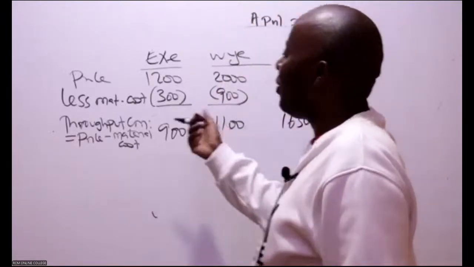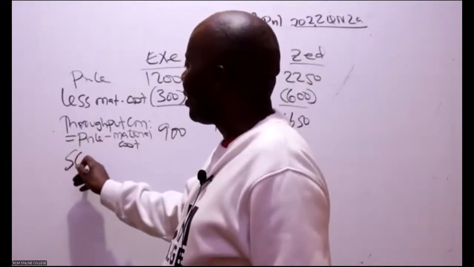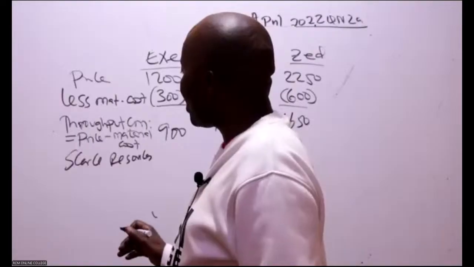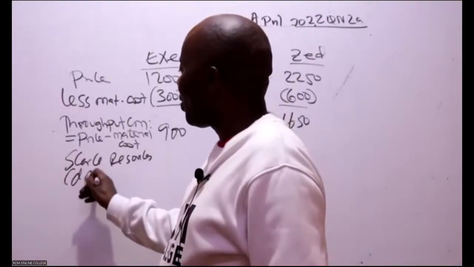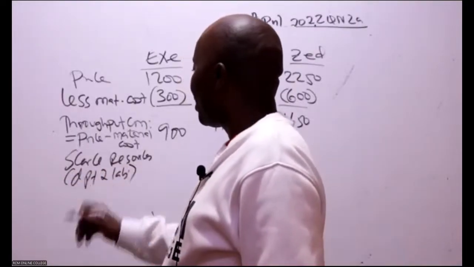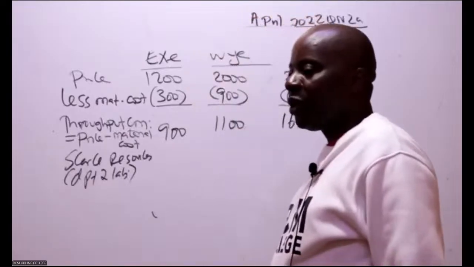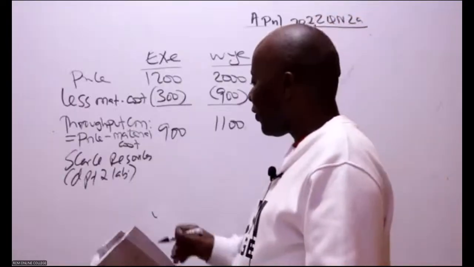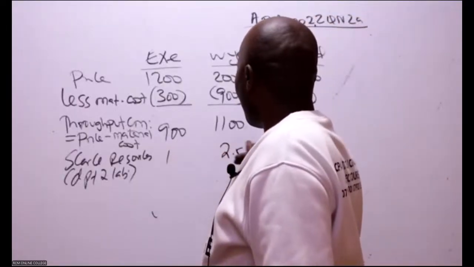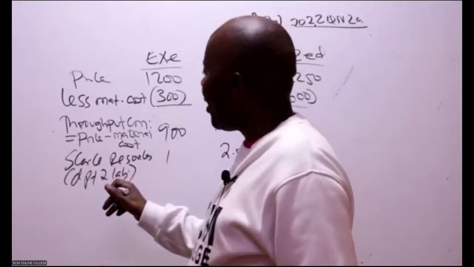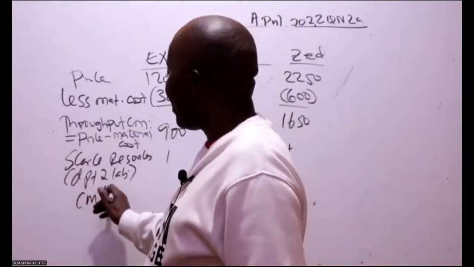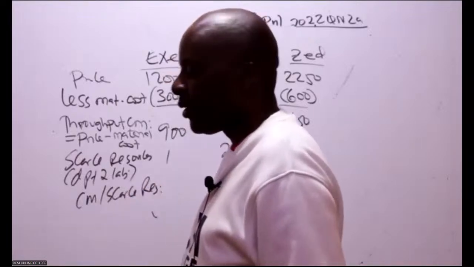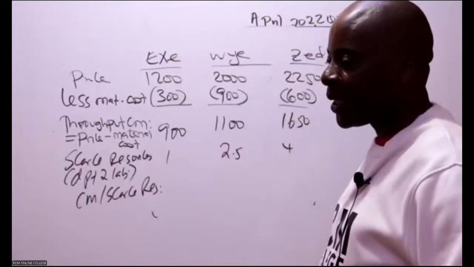So come here and give us scarce resources. Scarce resources, these are the Department 2 labor hours. Remember, these are quite clear: 1, 2.5, and 4. So give me the CM per scarce resource. You divide.